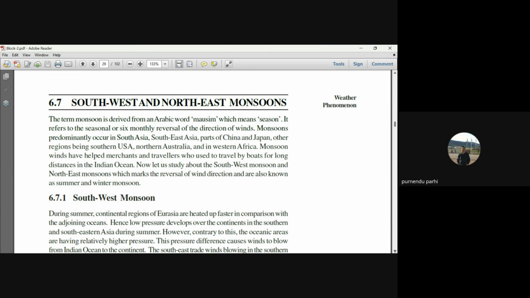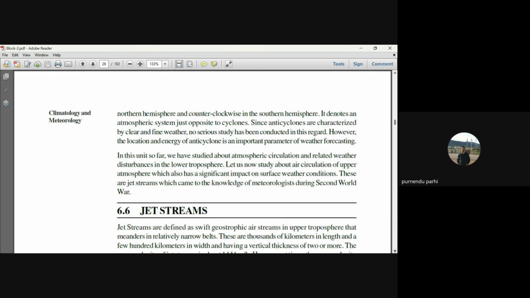Monsoon winds have helped merchants and travelers who used to travel by boat for long distances in the Indian Ocean. Now let us study the southwest monsoon and northeast monsoon, which mark the reversal of wind direction and are also known as summer and winter monsoon. First is the southwest monsoon.